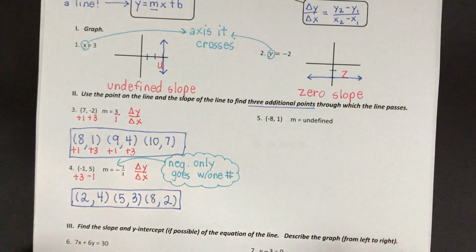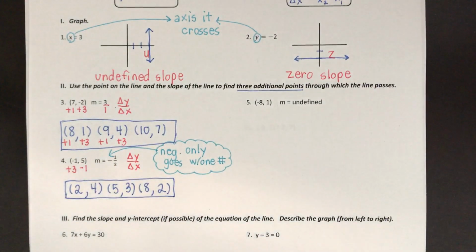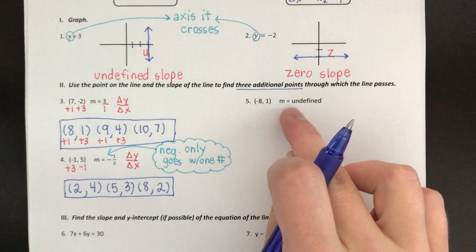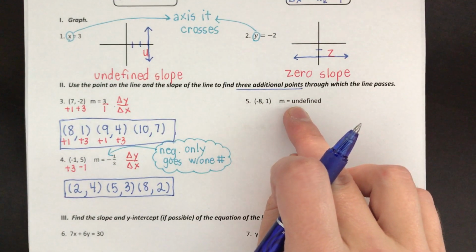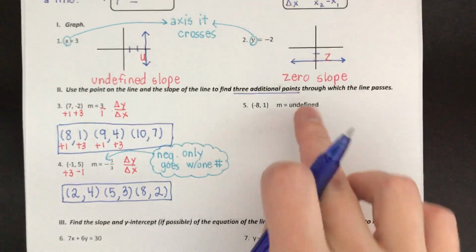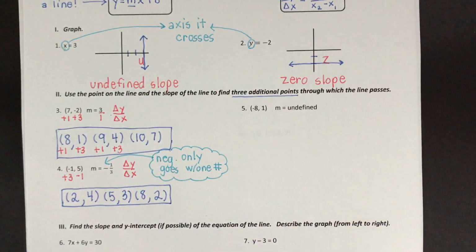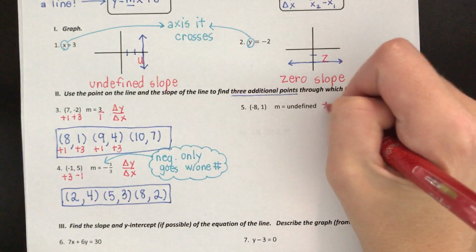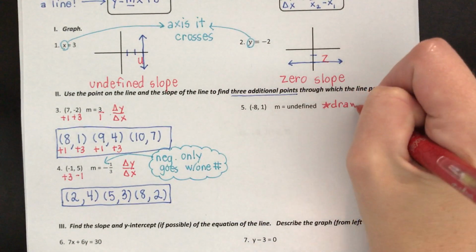Okay, let's look at number 5. So number 5 is a special instance because look at our slope. Our slope is undefined. So when you have a special instance like an undefined slope or a zero slope, you probably just want to draw. Okay, so you have a special one, then just go ahead and draw.